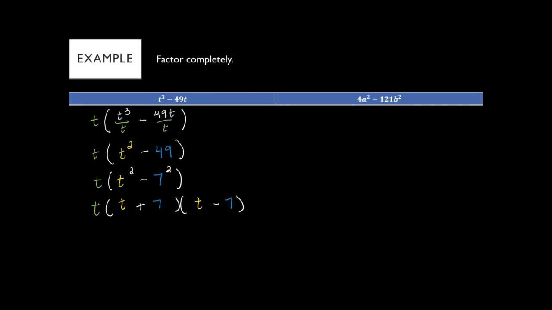So we have three things multiplied together, and if you were to go through the multiplication process, that would give you your t cubed minus 49t.